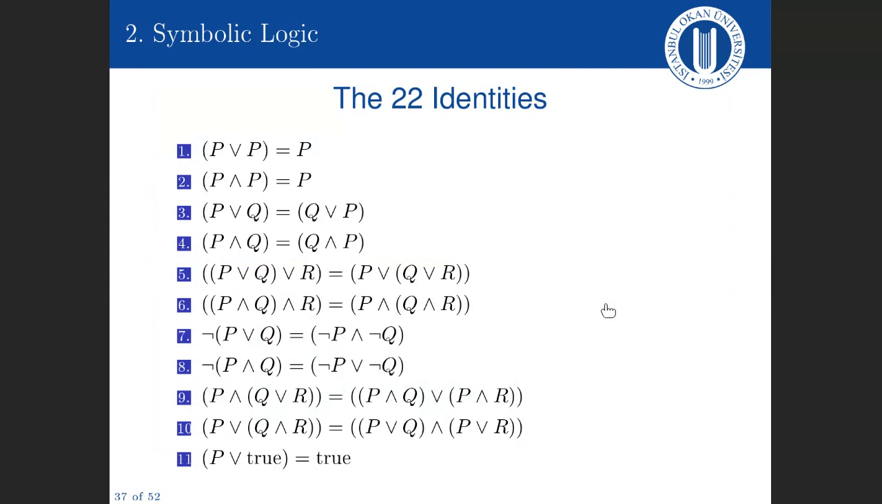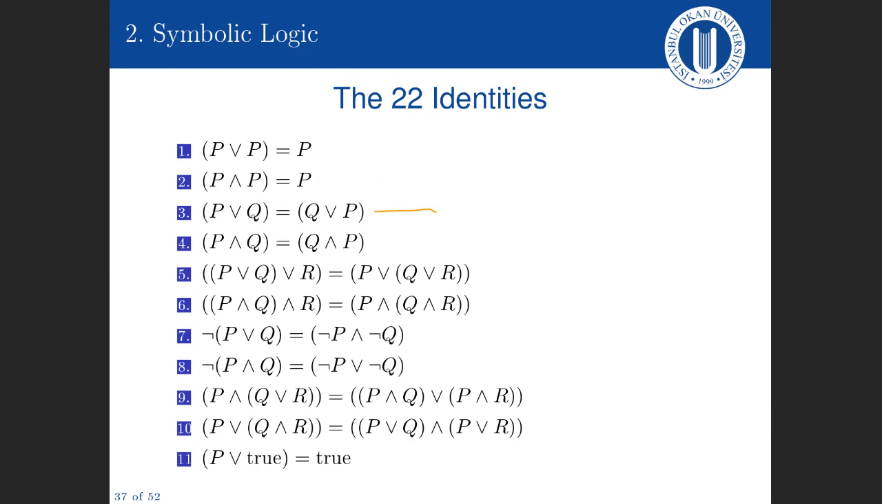There are 22 identities that we can discuss about propositions, and I'll go through these. The first ones are straightforward, but as we get to the bottom of the list, I will need to give more details. First of all, P or P. Is P true or is P true? That's the same as P. If P is true, then P or P is true. If P is false, then P or P is false. Likewise, P and P is the same as P. If P is true, both sides are true. If P is false, both sides are false.